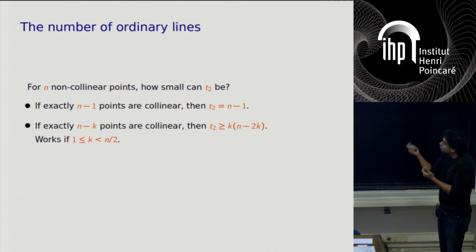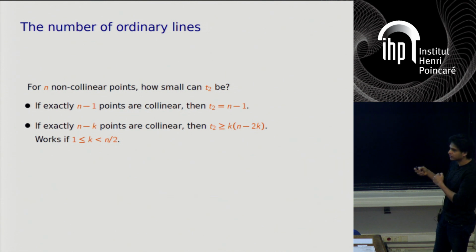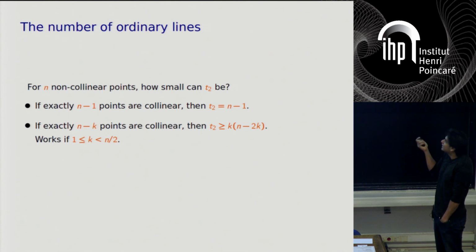And more generally, if I have n minus k points on a line and k points off the line, then it's easy to get this bound, k times n minus 2k. And it gives a linear bound when k is between 1 and n over 2. So things are fairly simple, but then things get complicated. As soon as k becomes n over 2, things get a bit trickier.